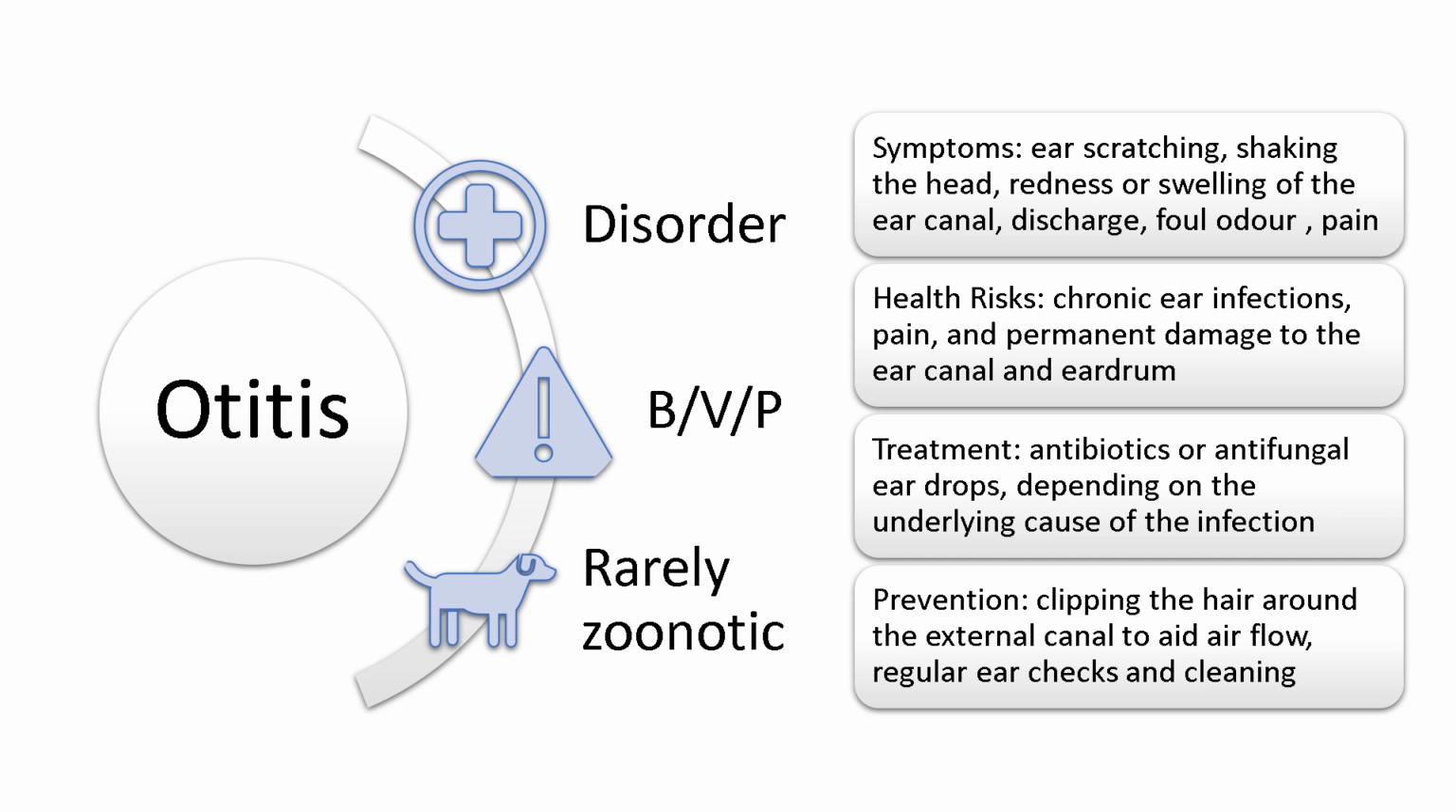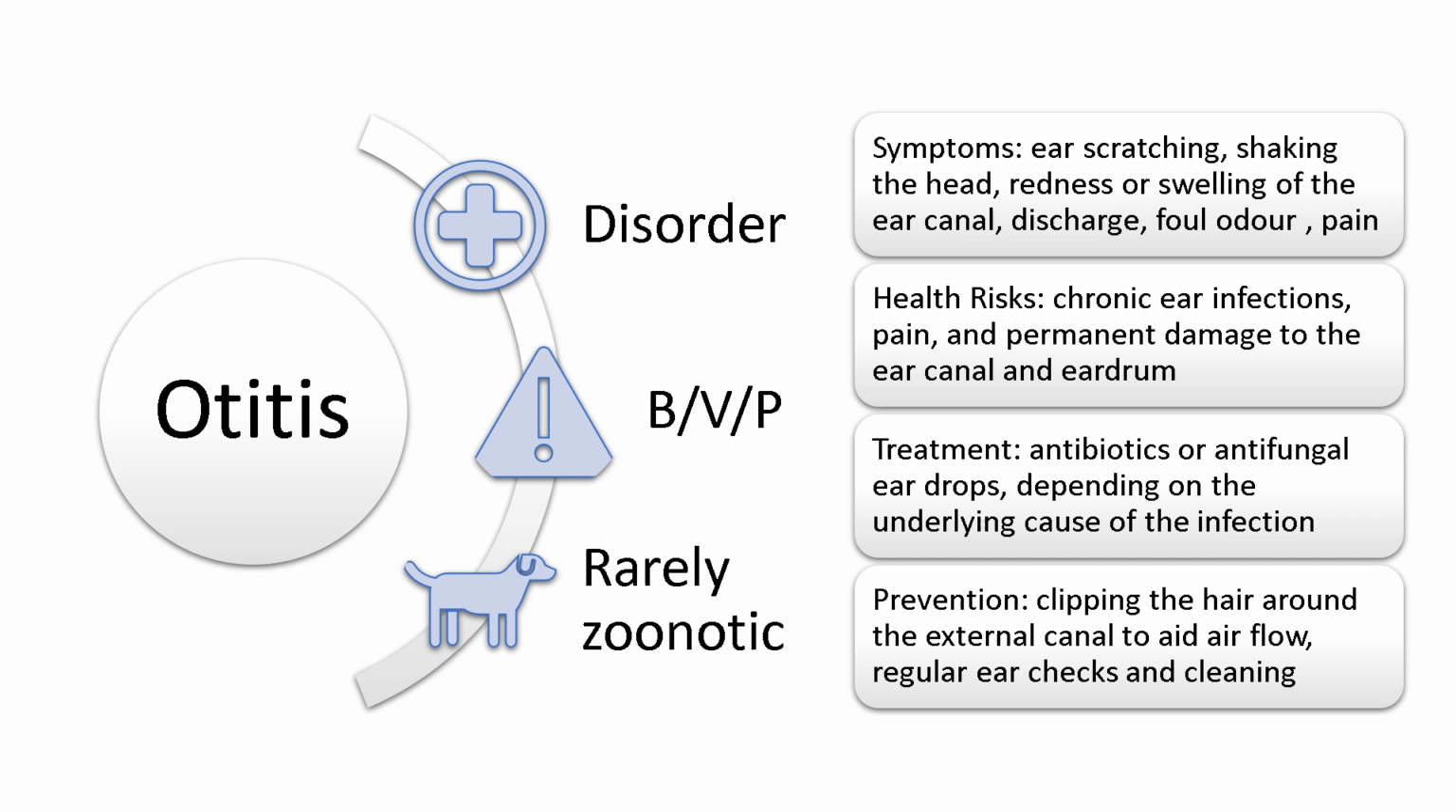Otitis can be caused by bacterial, viral, fungal or parasitic infections. The most common cause is a bacterial infection, but it can also be due to yeast infections, fungal infections or parasites. Allergies, foreign bodies or anatomical factors such as drop ears can also predispose dogs to otitis. It's not contagious from dog to dog except in the case of ear mites, which can be transmitted from one dog to another. Otitis develops when the ear canal becomes inflamed due to the infection or other causes such as allergies, moisture, trauma or poor hygiene.